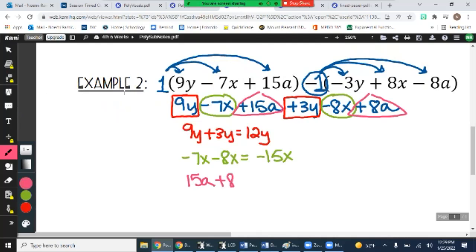And what is 15a plus 8a? Correct. Put your answer at the end.